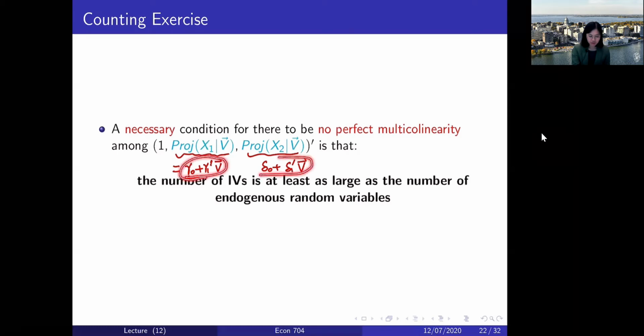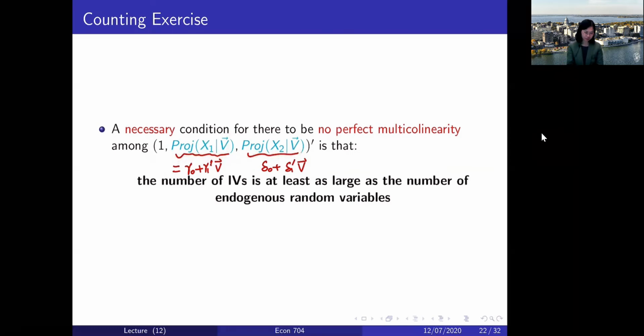We want these two and the constant to not be perfectly multicollinear. Clearly, we want gamma 1 to be non-zero and delta 1 to be non-zero, right? If gamma 1 is 0, then this is a constant, which is perfectly multicollinear with the constant. But that is not enough. We also want these two to be not perfectly multicollinear, and we also do not want the difference between any multiples of these two to be a constant.